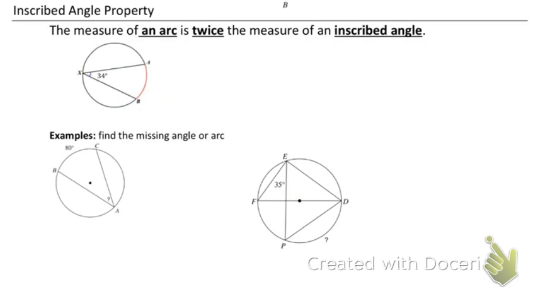All right, it says the measure of an arc is twice the measure of an inscribed angle. So if we look there, we have AXB is an inscribed angle of 34 degrees. The arc it subtends needs to be twice that size. So this arc is going to be 68 degrees because you're just going to do 2 times 34.